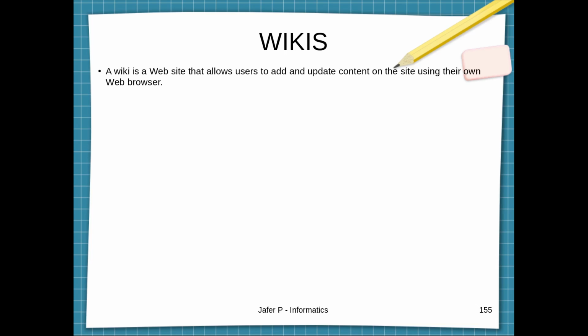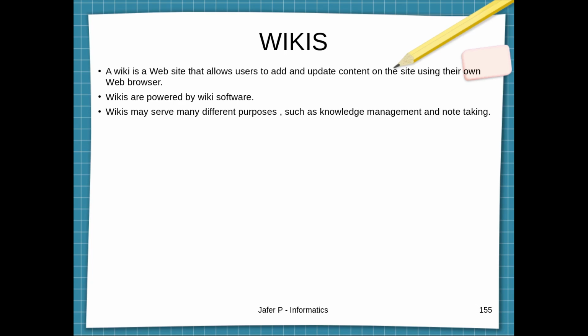Because all the users by using wiki are updating their information day by day, you will be getting that information. Wikis are provided by wiki software. Wiki may serve many different purposes, such as knowledge management and note taking. It is based on two purposes: first is knowledge management, and second is note taking. For these two purposes, normally we use wikis.